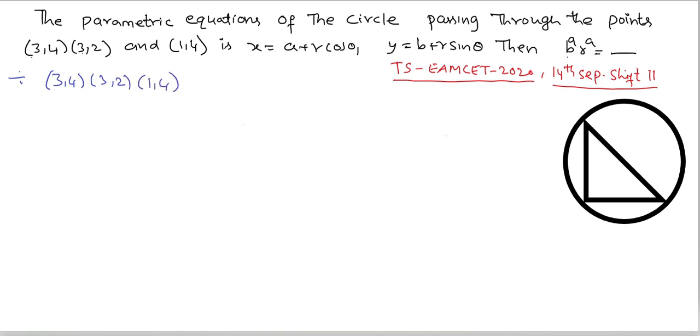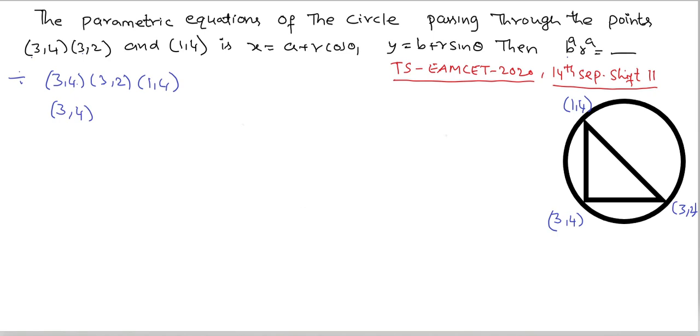Observe these points. Here the x coordinate is repeated, 3 comma 3, and the y coordinate is repeated, that is 4 comma 4. The given points are the vertices of a right angle triangle, with the right angle at (3, 4), and the other points are (3, 2) and (1, 4).